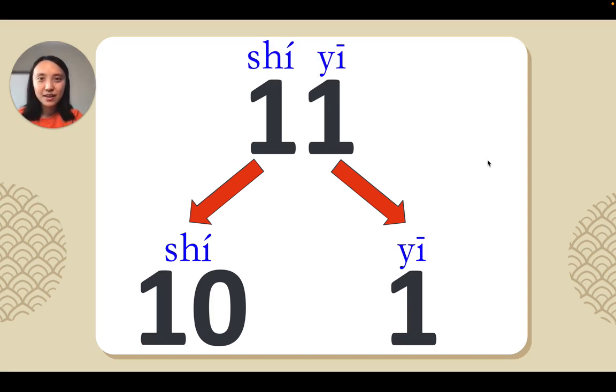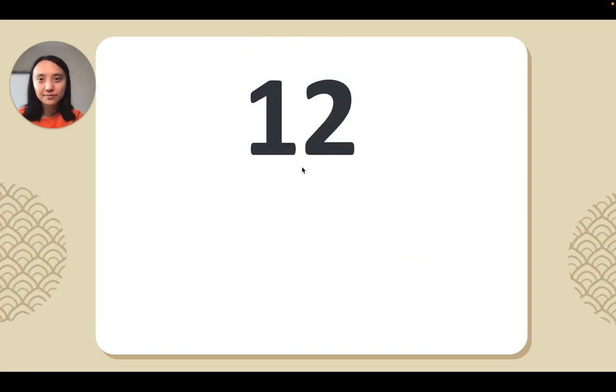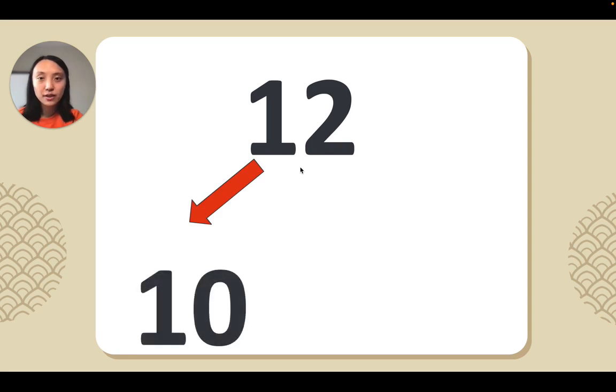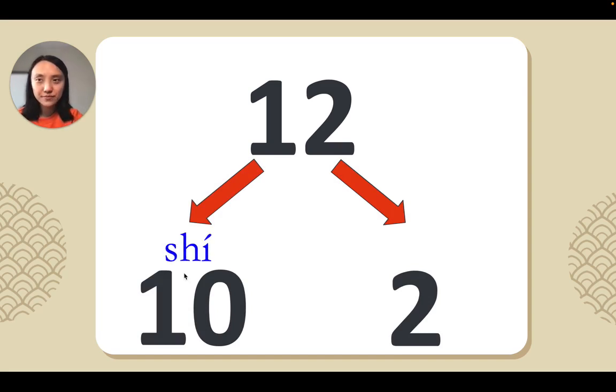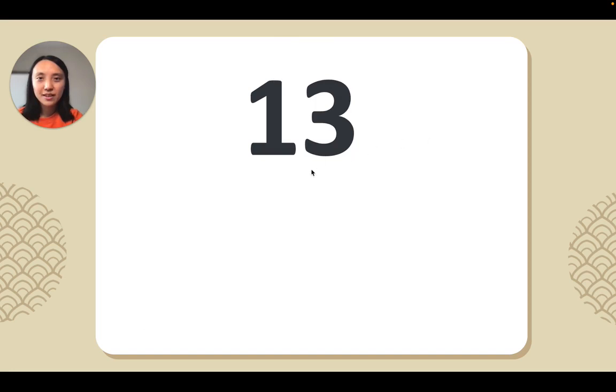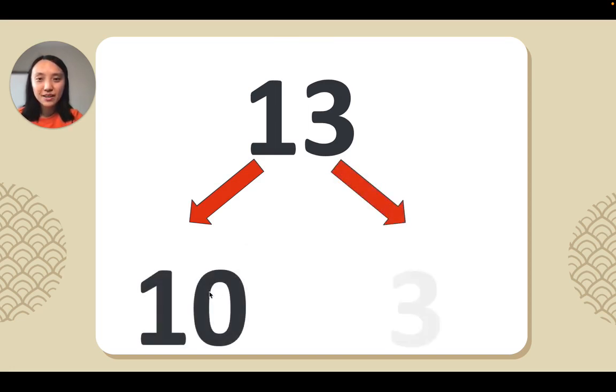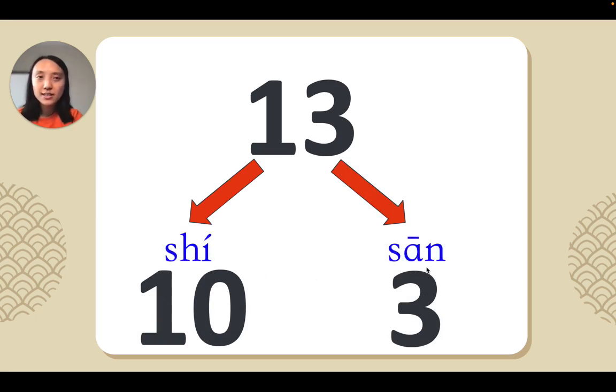It's easy, right? Now let's try number 12. Let's divide number 12 into 10 and 2. So 10 is 十. 2 is 二. 十二. Let's try number 13. Let's divide number 13 into 10 and 3. 十, 三, 十三.